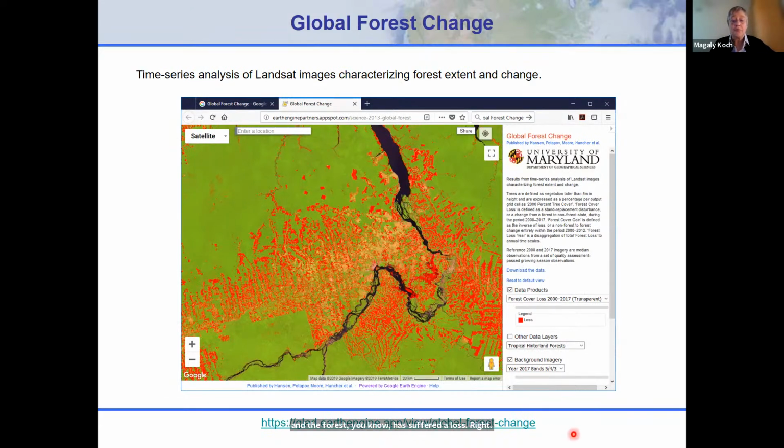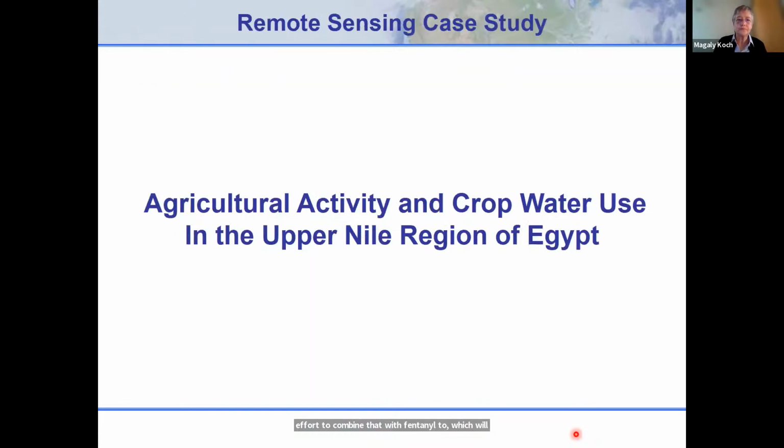So I also encourage you to visit these websites. They're very interactive. They are based on Google Earth Engine, and they are incredibly informative, no? And this is an example of the use of Landsat images for time series analysis. And again, now there's an effort to combine Landsat with Sentinel 2, which will increase the temporal resolution.